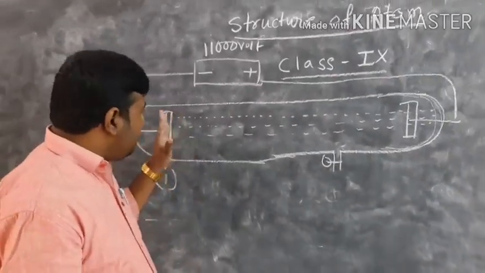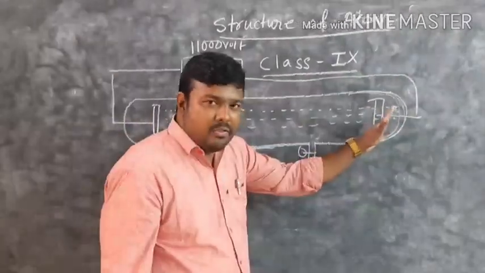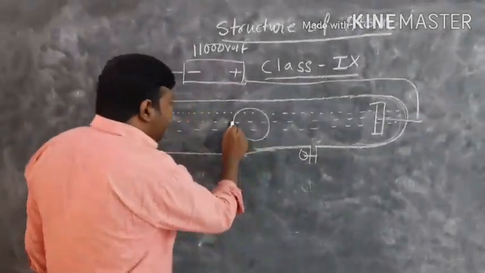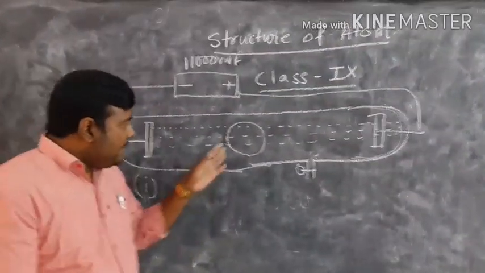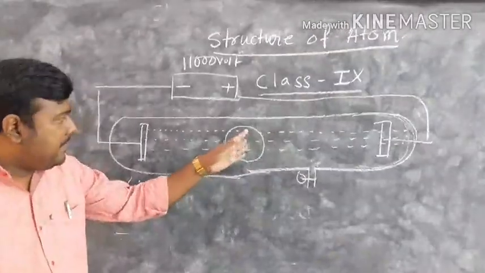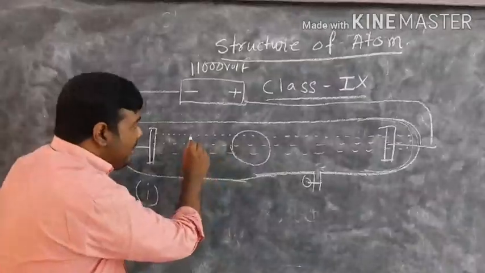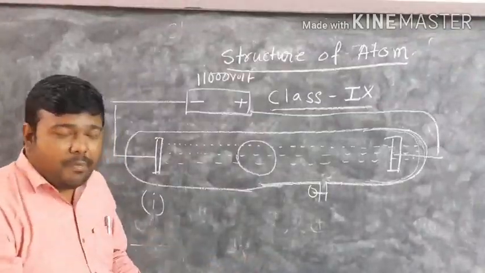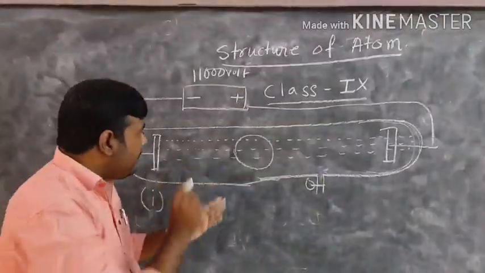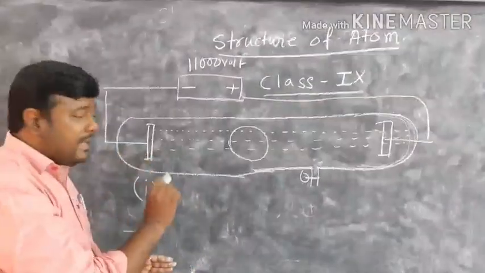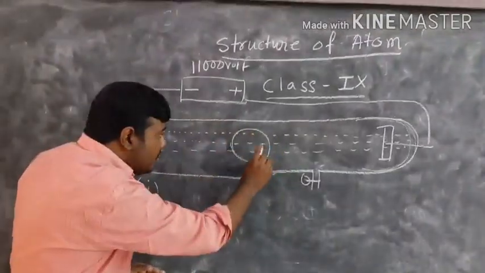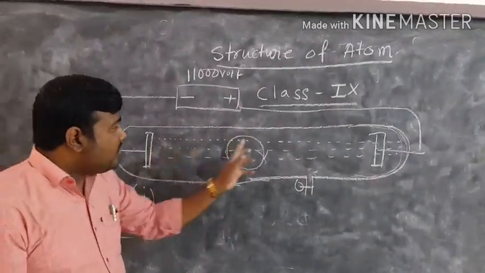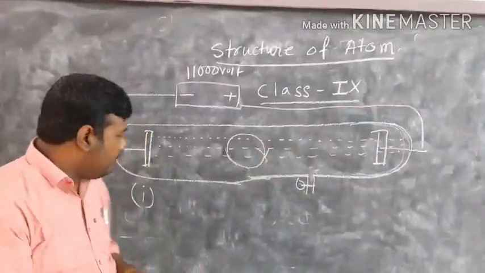The first property is that it travels in a straight line. The second property was studied by placing a rotating wheel in its path. When the ray struck the wheel, the wheel started rotating. It shows that the rays consist of particles, and when these particles strike the wheel, they rotate it. So this confirms the particle nature of the cathode rays.